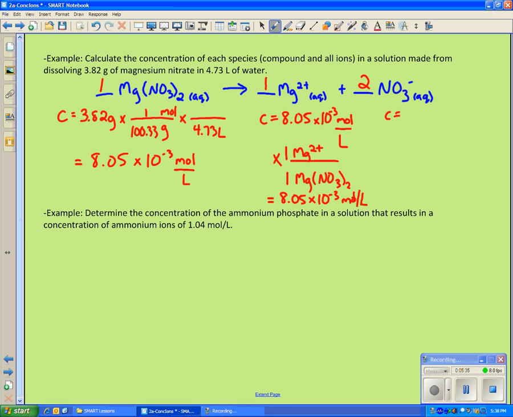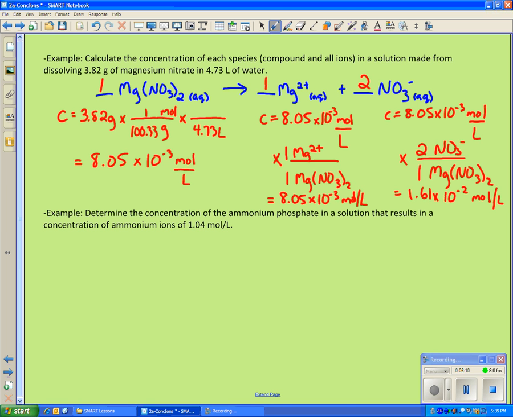For the nitrate, same setup. Start with the original concentration, and again, multiply by the ratio where what we want is on the top. So 2 nitrate for every 1 magnesium nitrate that we started with. So now we have 1.61 times 10 to the minus 2 moles per liter. So a different concentration than the magnesium ions.